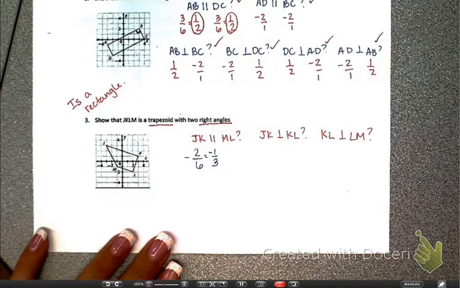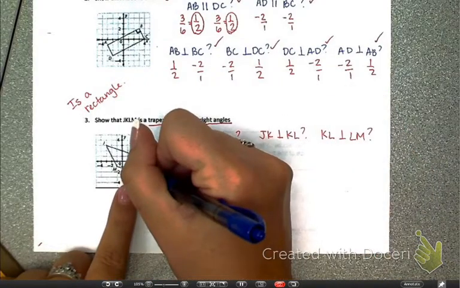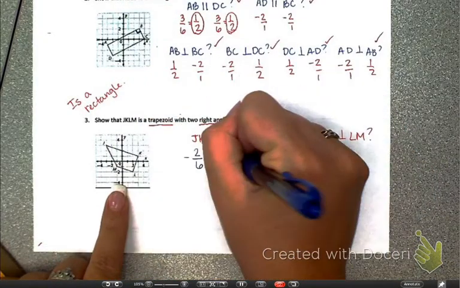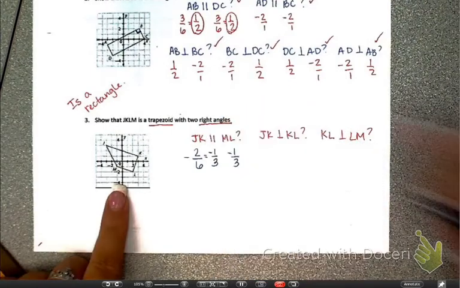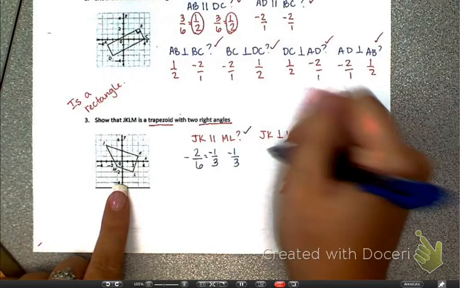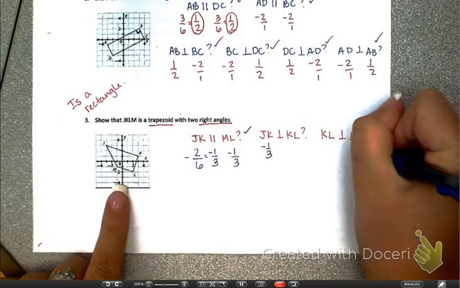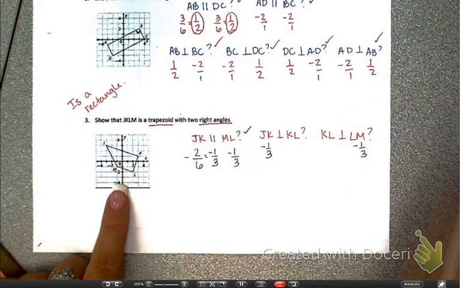What's my rise for ML? So you can go down 1 and over 3. Are JK and ML parallel? Yes. Yeah, they're the same slope. I already know JK is -1/3, and I already know ML is -1/3. So I just need to find KL.